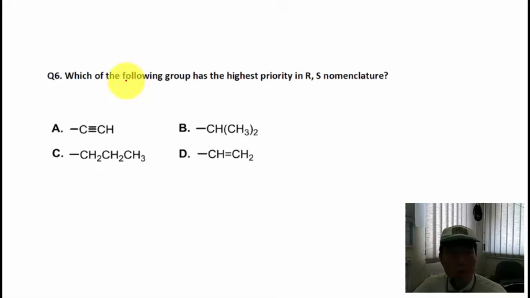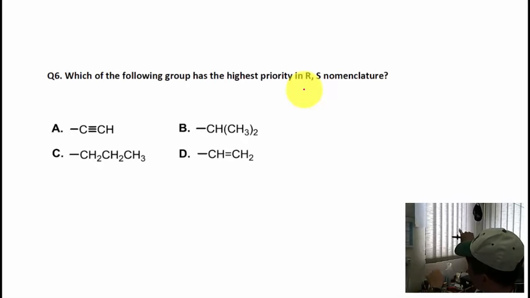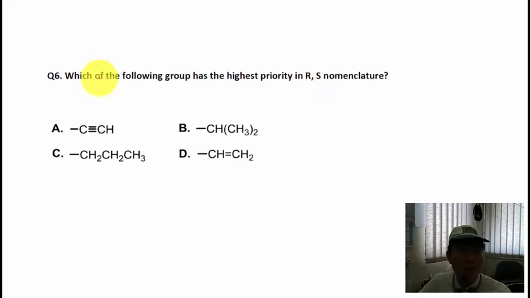Question 6. Which of the following groups has the highest priority in RS nomenclature? Remember, R means you rotate clockwise, S means you rotate anti-clockwise, okay? I know you're facing the camera, but if I go to the back, clockwise is R, S is counterclockwise, okay? You do this, turning fingers.